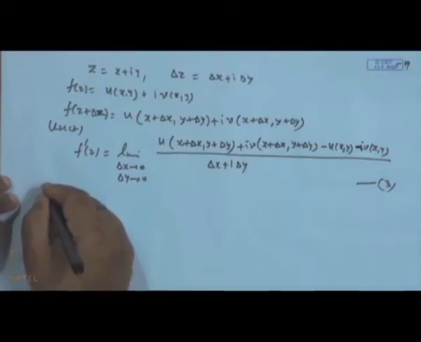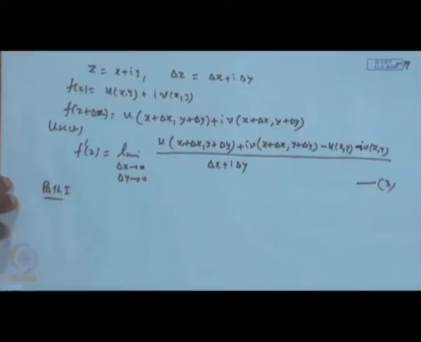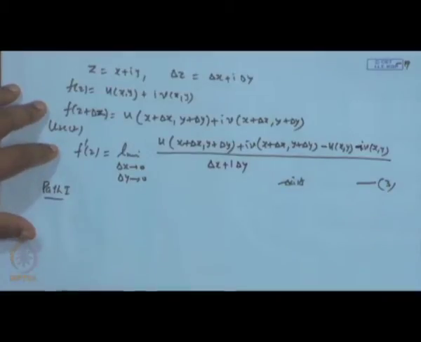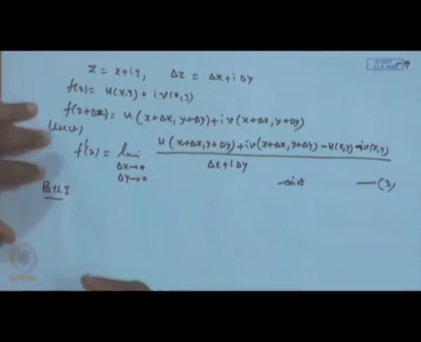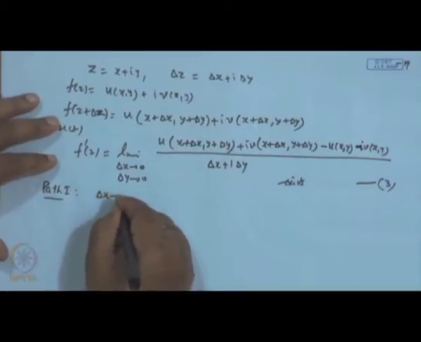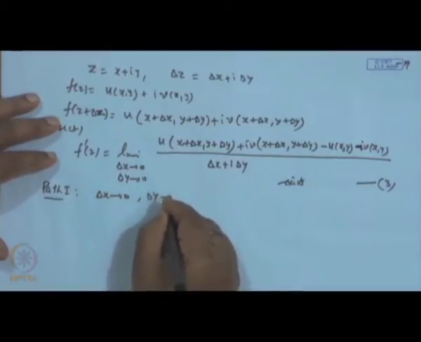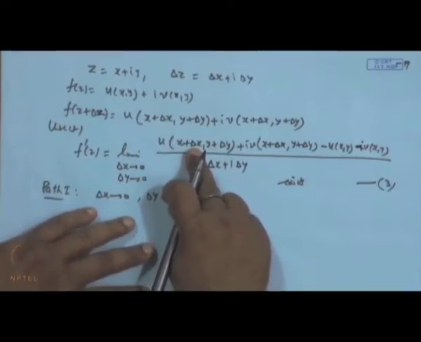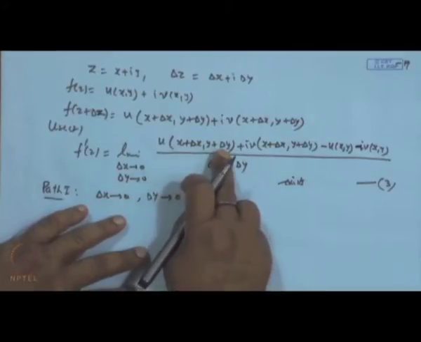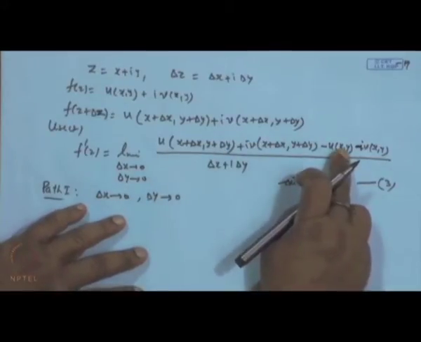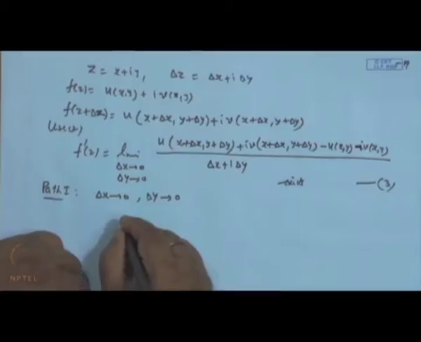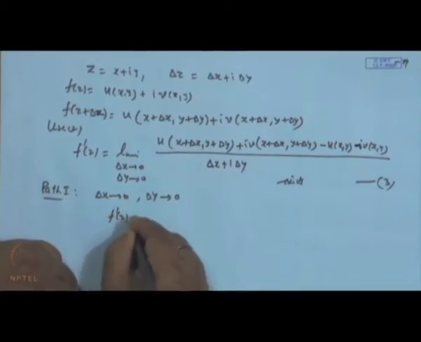Now, case 1, path 1. Because this limit exists, this is given, whatever path you choose, the limit comes out to be the same. So I choose the first path as delta x tends to 0 first and delta y tends to 0 later on. Then as soon as you put delta x to be 0, we get u of x, y plus delta y minus u of x, y, divided by i delta y.